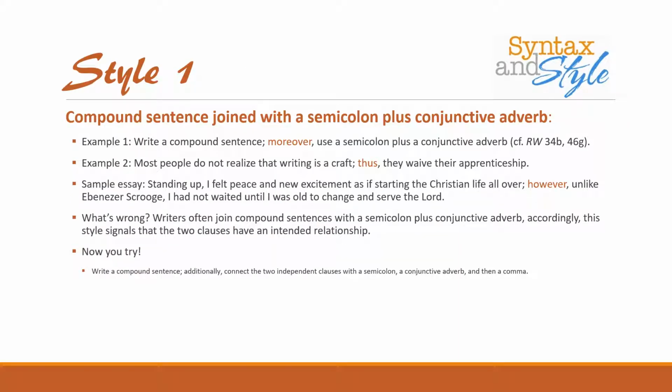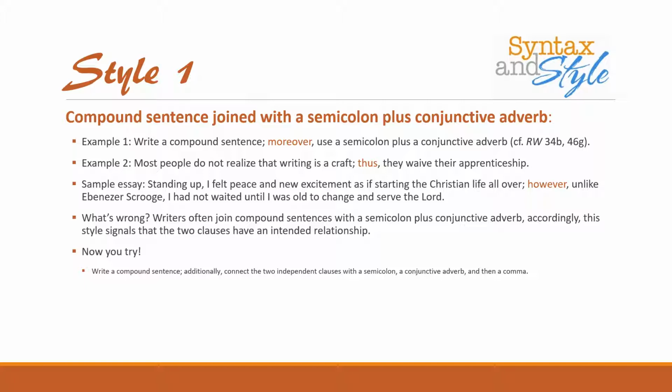The first type of stylized sentence is a compound sentence joined with a semicolon plus conjunctive adverb, a very common style that all writers should learn to perform perfectly. A compound sentence has two independent clauses, joined or linked in a variety of ways. One way is to use a semicolon followed by a conjunctive adverb.